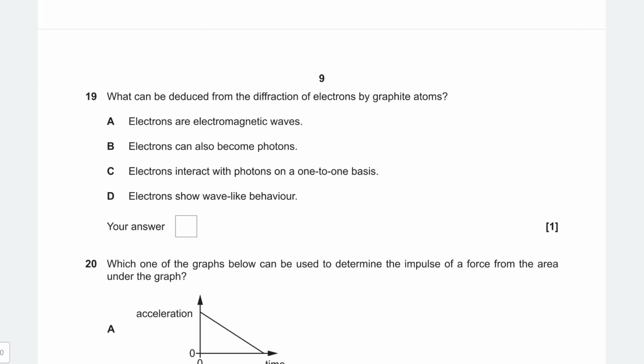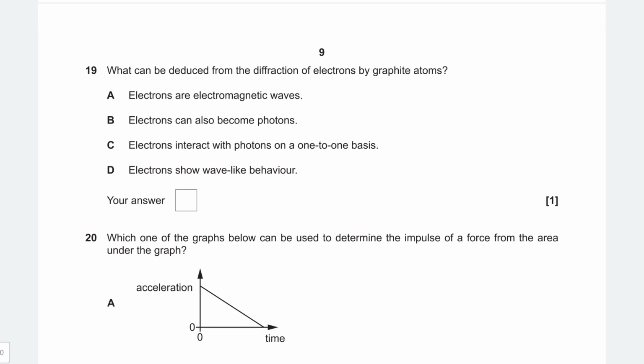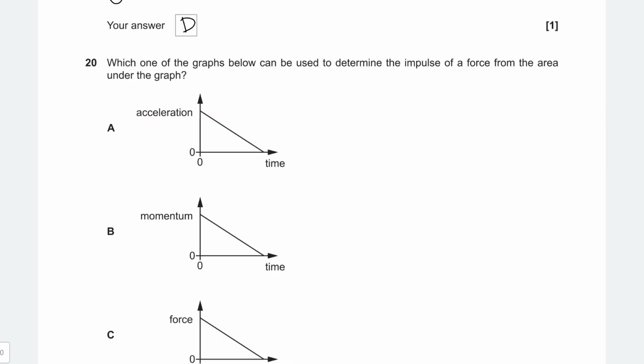Okay, question 19. What can be deduced from the diffraction of electrons by graphite atoms? Okay, so if electrons are diffracted, this means that they show wave-like behavior. Correct answer is D.